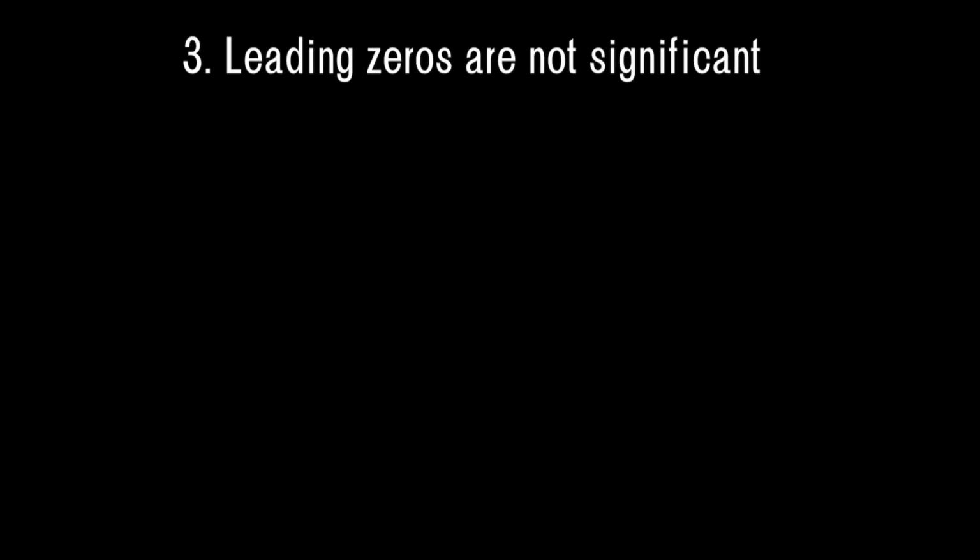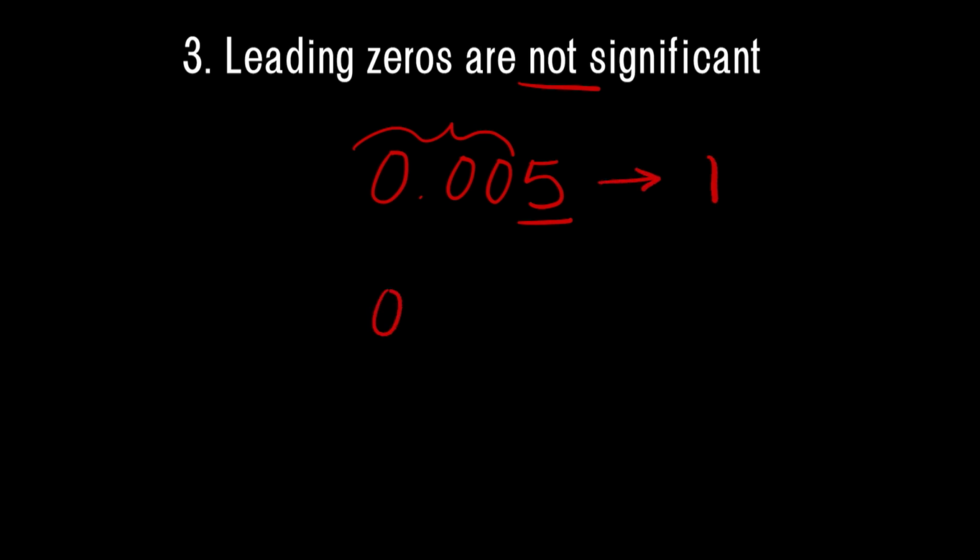Rule number 3. Leading zeros are not significant. Leading zeros are those found to the left of a number. For example, in 0.005, these would be the leading zeros, and they are not significant, meaning that we only have one significant figure. Another example would be 0.03. We do not count these zeros before the number, and so we would also only have one sig fig.